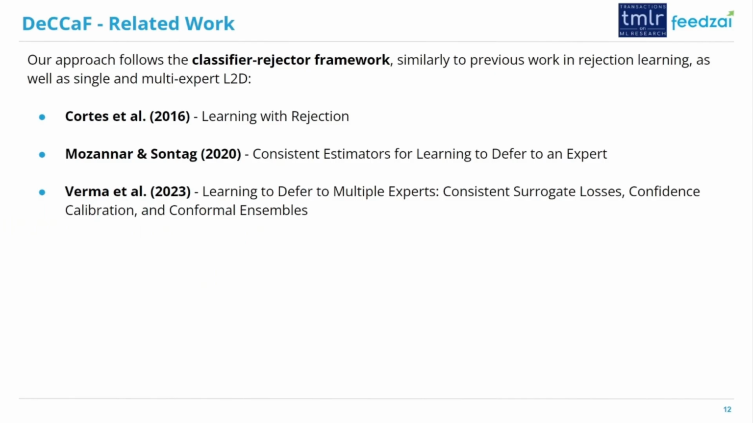Now, let's get into the structure of our algorithm. Our approach follows the classifier-rejector framework, similarly to previous work in rejection learning, as well as single and multi-expert learning to defer. This approach is based on the seminal work on learning with rejection by Cortes et al., and also on the 2 other works shown, which use this framework to derive consistent and Bayes-consistent surrogate losses to the 0-1 loss for learning to defer.